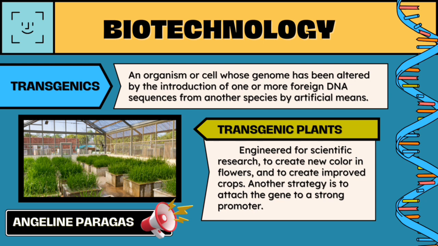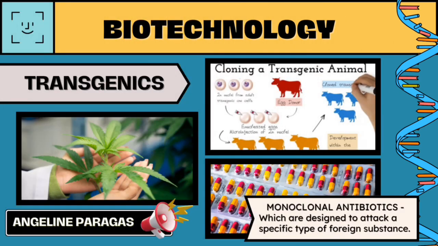Transgenic plants. In research, plants are engineered to help discover the functions of certain genes. One way to do this is to knock out the gene of interest and see what phenotype develops. Another strategy is to attach the gene to a strong promoter and see what happens when it is overexpressed. In transgenics, there is the maintenance and growth of genetically uniform plant and animal cell cultures called clones, and the fusing of different types of cells to produce beneficial medical products such as monoclonal antibodies.